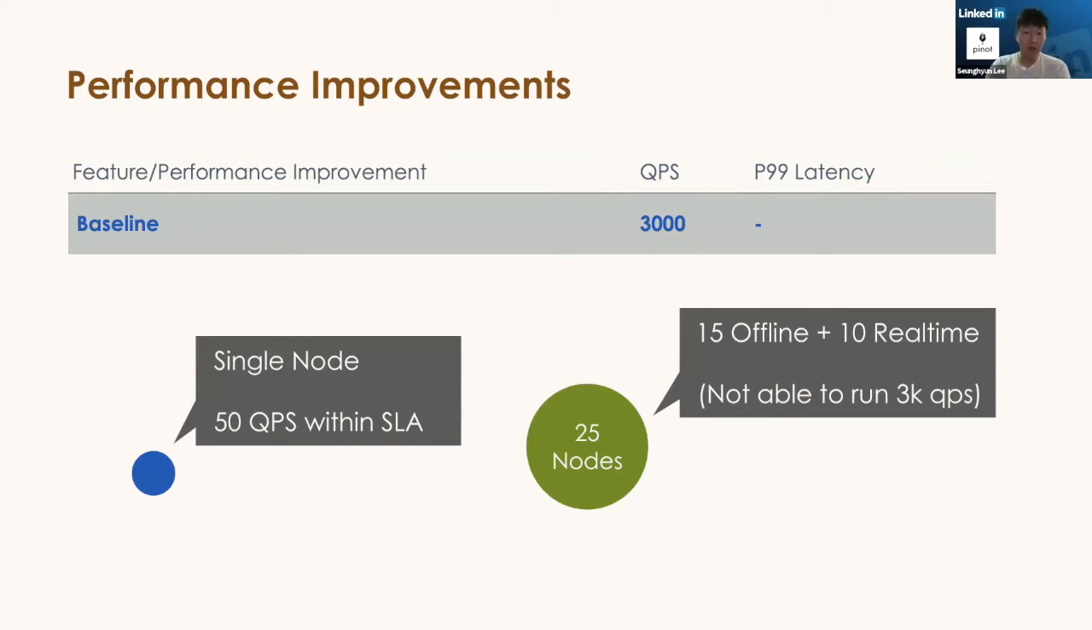So when we ran the queries at 3K QPS, we were not able to scale. And this was kind of expected based on the single node performance. So we asked ourselves, can we do better? And actually, this was the start of our journey to scale Pinot to the next level.